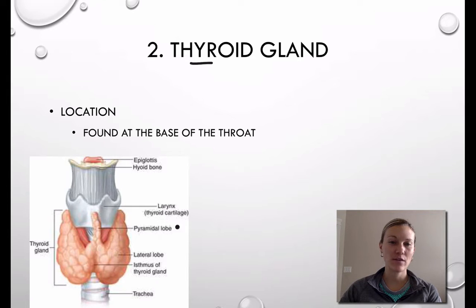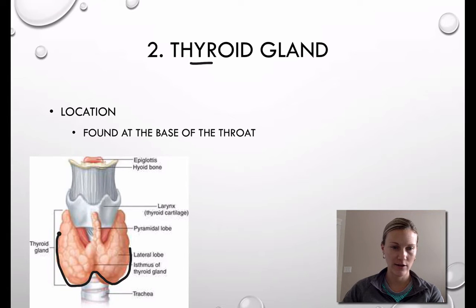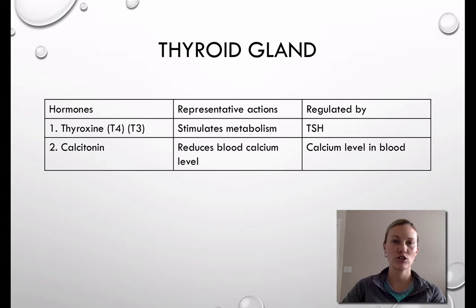It's found at the base of the throat. So it's basically anterior, or in front of, the trachea. So it's right in here. This little structure is the thyroid gland. And the thyroid gland has two major hormones associated with it.